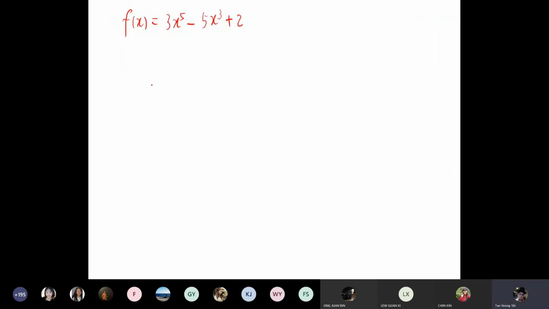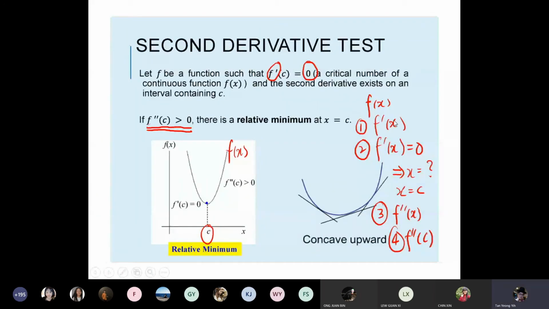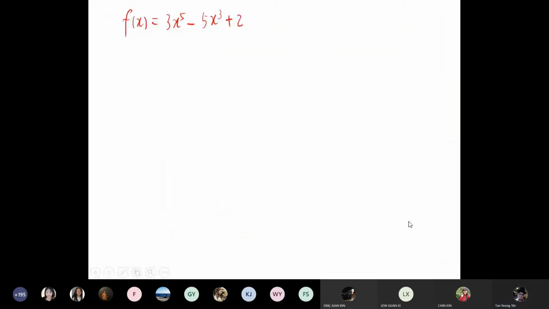So what should we do? Let's do some revision. First, we find the differentiation, the first derivative. Let it be 0 so that we can find the value of x. After that, find the second derivative. Substitute the x into it to see whether it is a maximum point or a minimum point. Now, first derivative. What do we get?